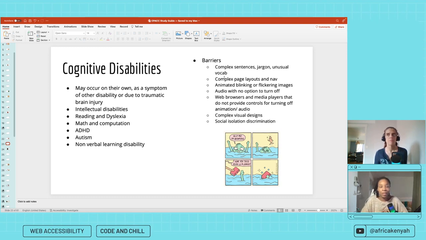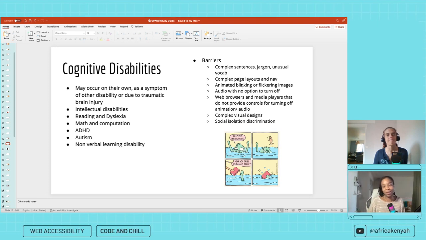So one of those things is complex sentences, jargon, unusual vocabulary. I don't know if it's on here, but acronyms is another one that really grinds my gears. When you use an acronym like AAC, but you don't know what it means, like maybe I know what an AAC is, but do you know what it is? Right, so we always want to make sure that we're doing that.